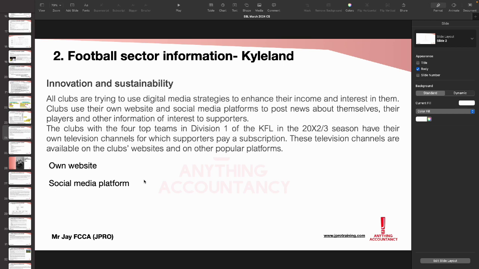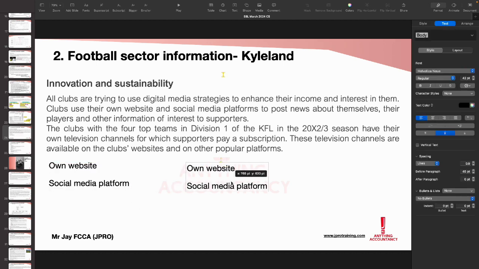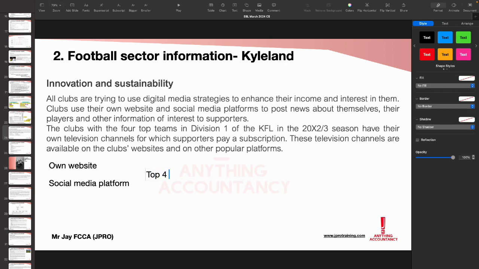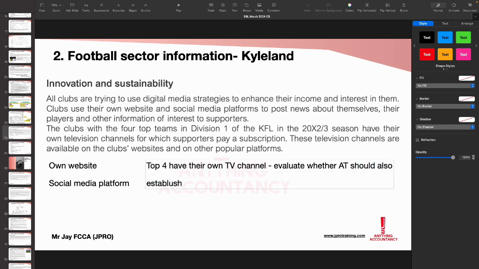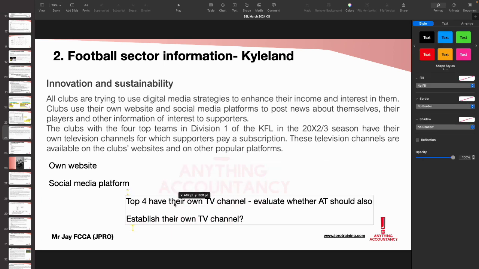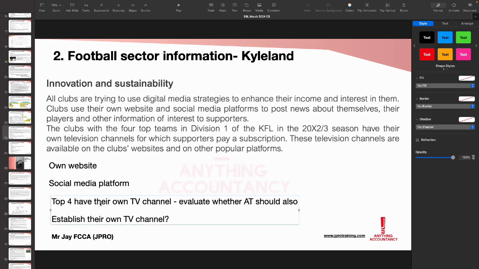The clubs with the top 4 teams in Division 1 have their own TV channels for which supporters pay a subscription. This television channel is available on the club website. So here's an add-on. Only the top 4 have their own TV channel. Now, of course, evaluate whether AT should also establish their own TV channel based on this. That's one of the big questions you can ask. As of now, not yet, because you're not going to get enough supporters. You're not global yet. You're not global like the top 3, because they have more global coverage. So that could be one of the things you have to consider.